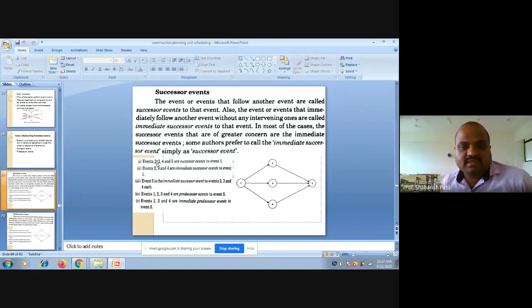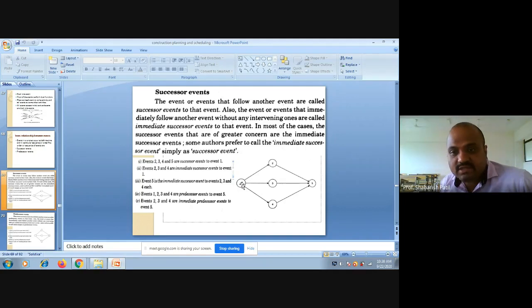So I represented the same thing here. Events 2, 3, 4, and 5. All these events are successors to 1 because they are occurring after event 1. Okay, 2, 3, 4, 5 are the successor events for event 1. And at the same time, your 2, 3, 4 are immediate successors to event 1. 2, 3, 4 are immediate successor events to the event 1.